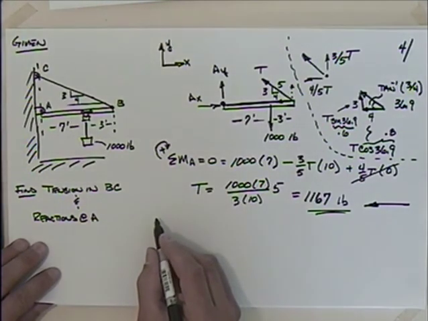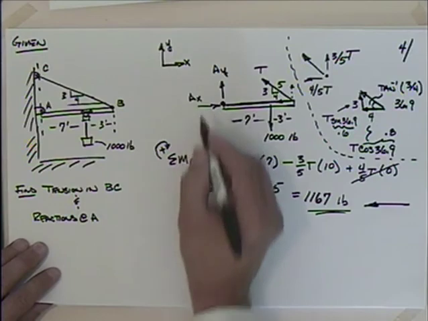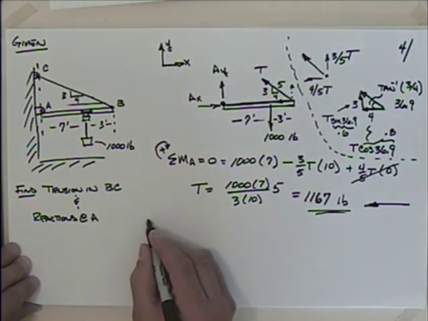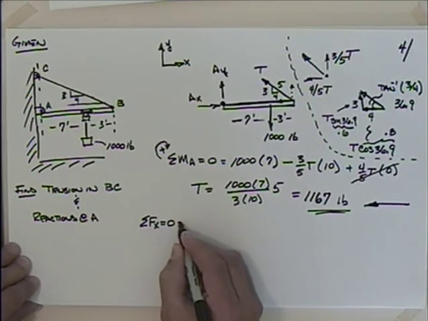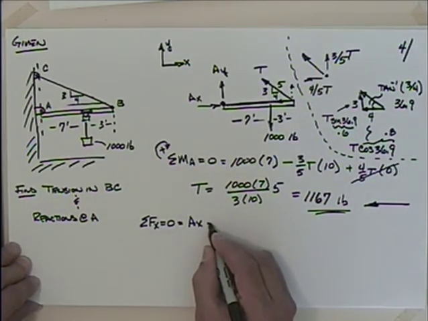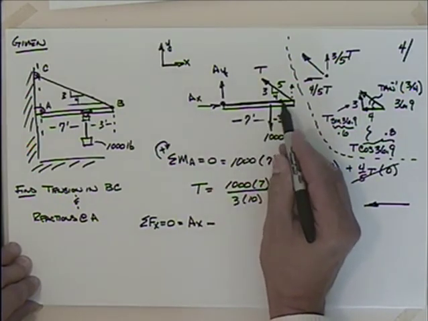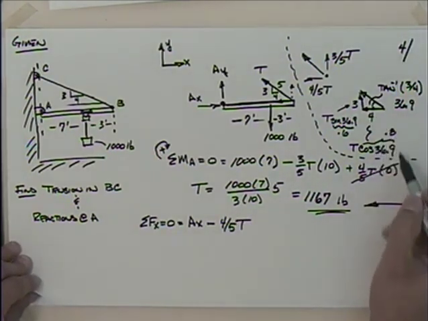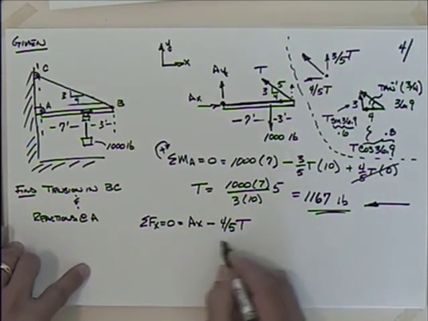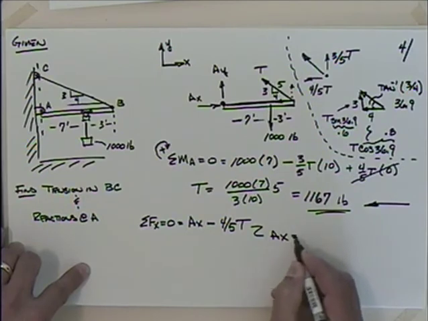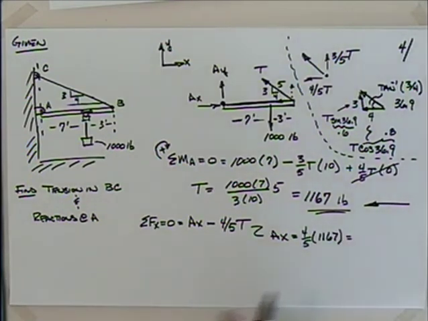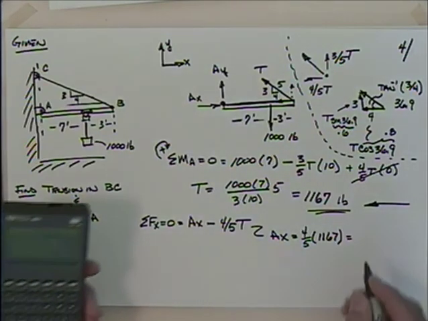So let's then move on and sum the forces at A, looking at the forces in the horizontal and vertical. So if I sum the forces in the x direction, setting that equal to 0, I've got ax minus, that's vertical, so I'm really just going to subtract off this 4/5 of t, right? And if you don't like the 4/5, you could use cosine 36.9. So ax then turns out to be 4/5 of 1167, and 933 pounds.